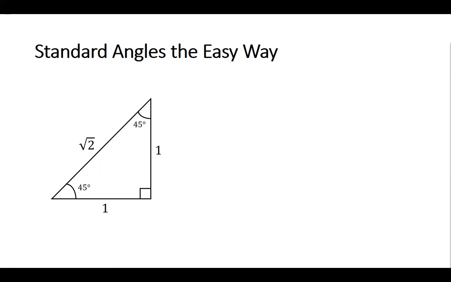If I want sine, that's opposite over hypotenuse, 1 over the square root of 2. Now, realize that we do like to rationalize denominators. We don't like to leave a radical down there. So that means we multiply the top and bottom by the square root of 2 to get the square root of 2 over 2.